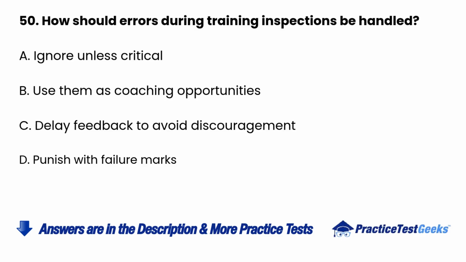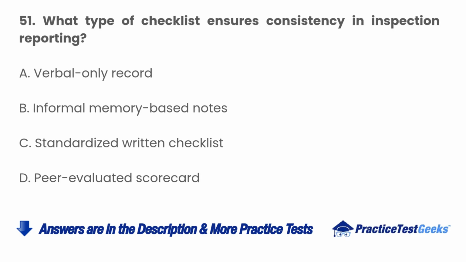50. How should errors during training inspections be handled? A. Ignore unless critical. B. Use them as coaching opportunities. C. Delay feedback to avoid discouragement. D. Punish with failure marks.